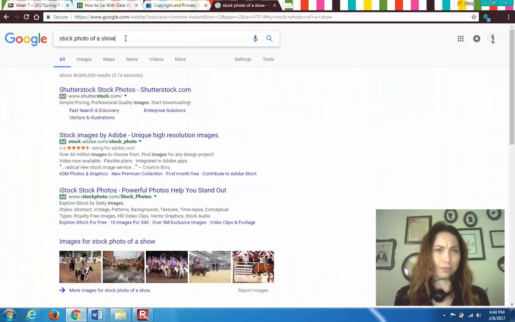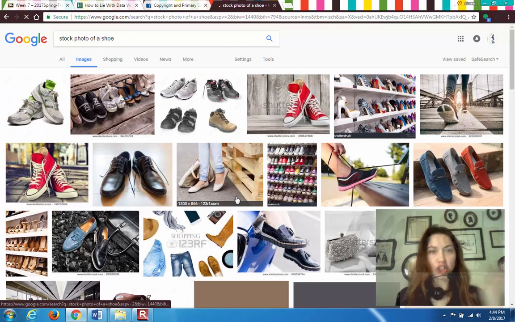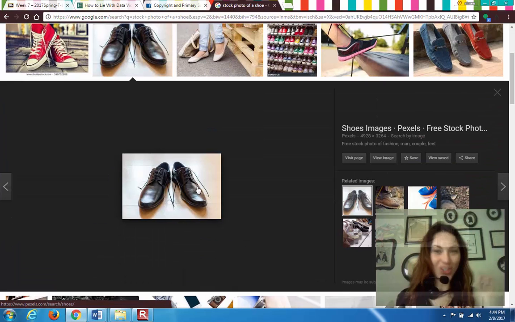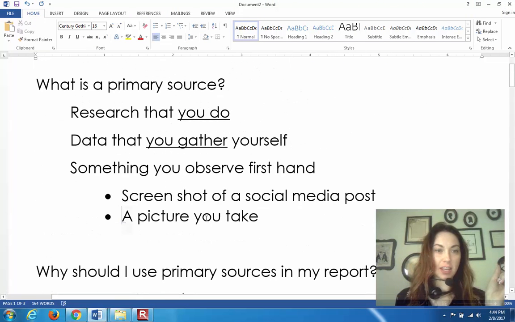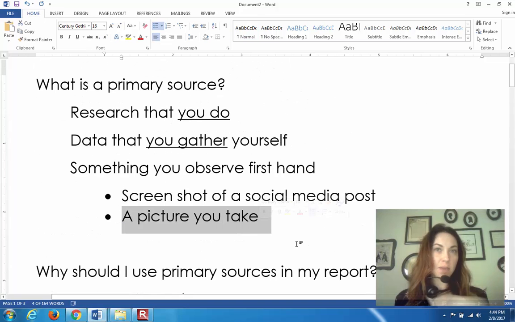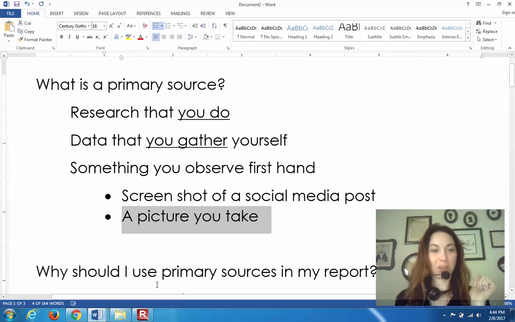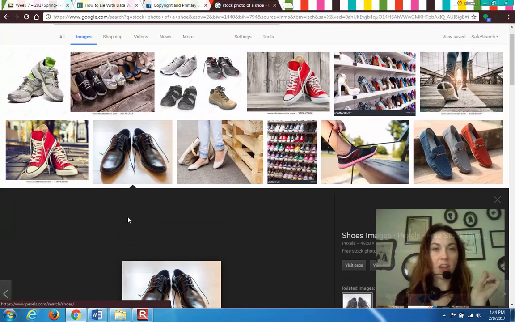of a shoe. I want to find a picture of a shoe to put on my report. I'm going to use this. You can't use that. It isn't your picture. Now, we wanted to go back up to this primary source thing here. If you take a picture of your own shoe and you want to use it in your report, you can do whatever you want. It's your picture. But you can't just go online and pick up these stock photos.